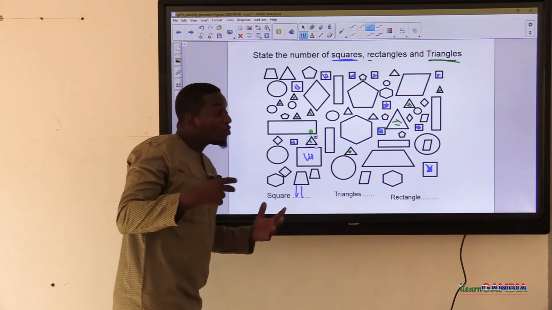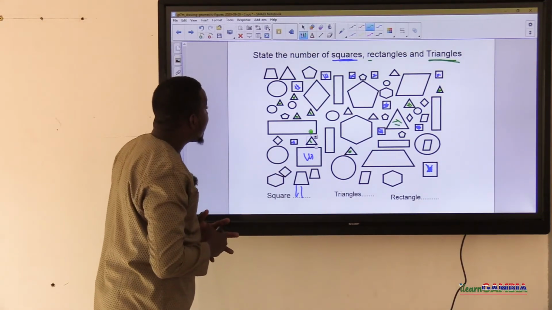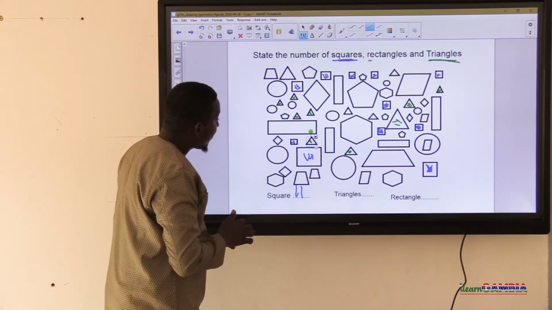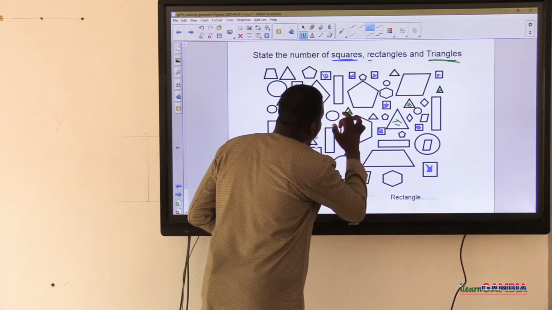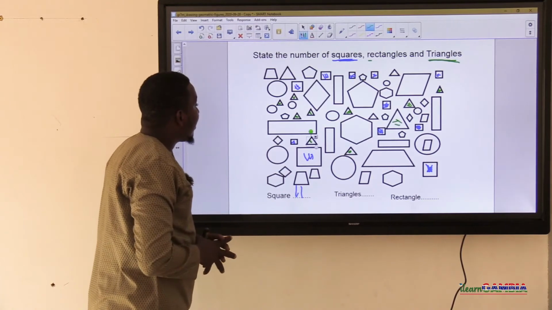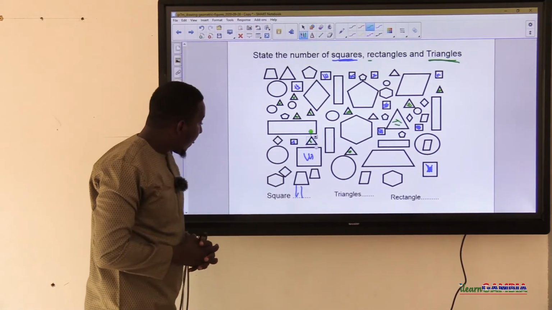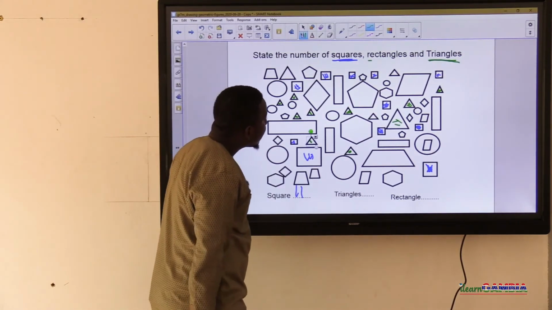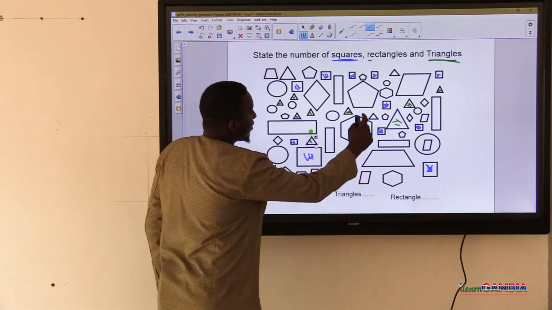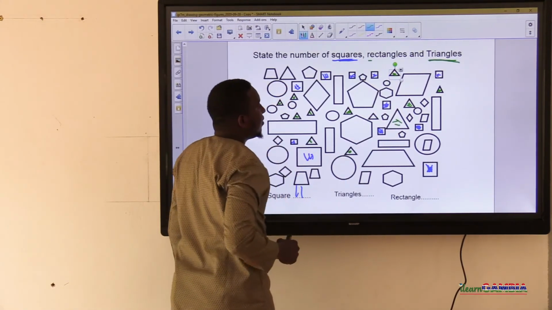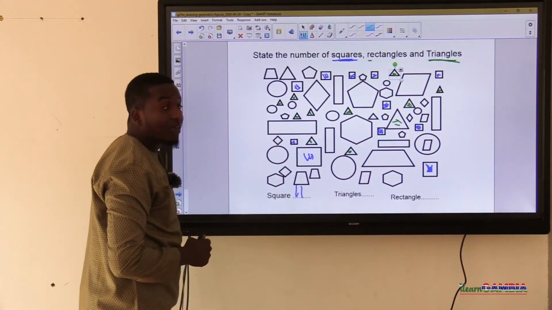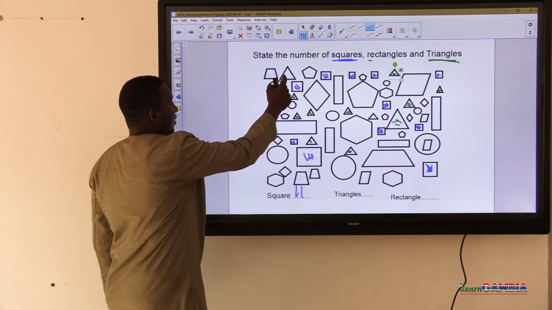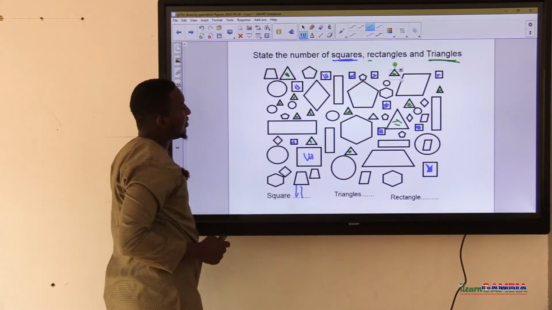I hope you are also following, because I'm struggling to see them. There are many, and some of them are very small. This one too is a triangle. It has 3 sides. Is that all? It seems that is all we have. Triangle, 3 sides. Yes, there is another one here. It has 3 sides as well. I think that's all. Well, there is another one here. This one too has 3 sides.